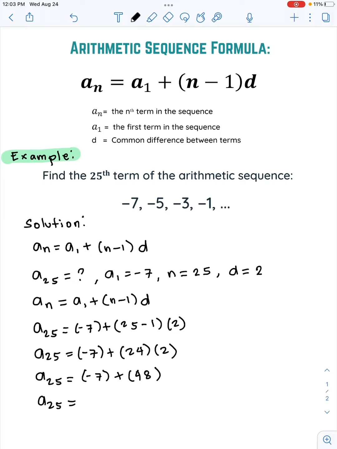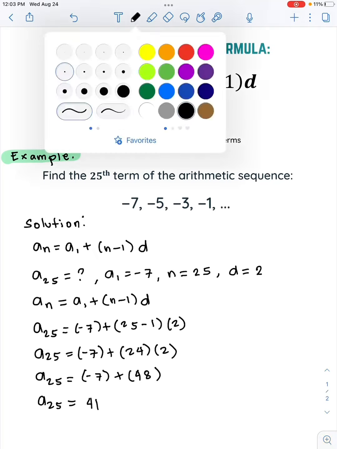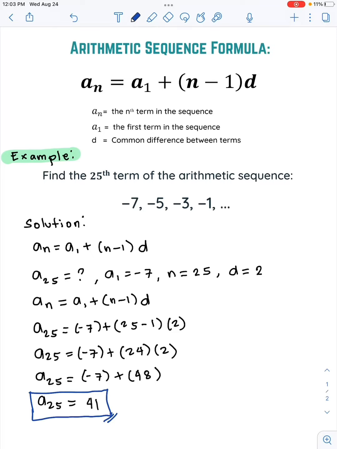Okay. So, negative 7 plus 48. Now if i-recall natin no, yung rules of the integers, when it comes to addition with different sign, ang ginagawa natin is we subtract them together and we copy the sign of the number which has a largest absolute value. Now, absolute value of negative 7, that is 7. Absolute value of 48, that is 48. So basically, yung sign ng 48 ang kokopyahin natin. So negative 7 plus 48 would give us positive 41. So therefore, the 25th term of the sequence is equal to 41.